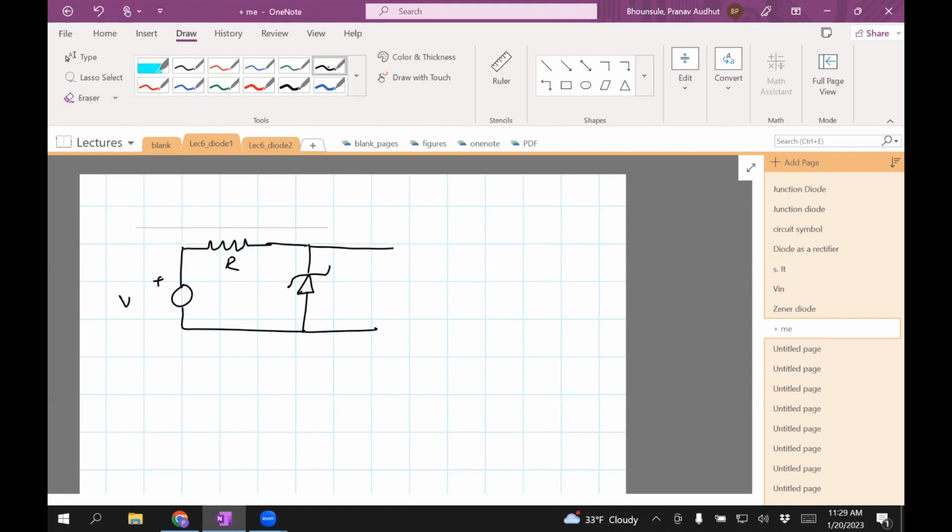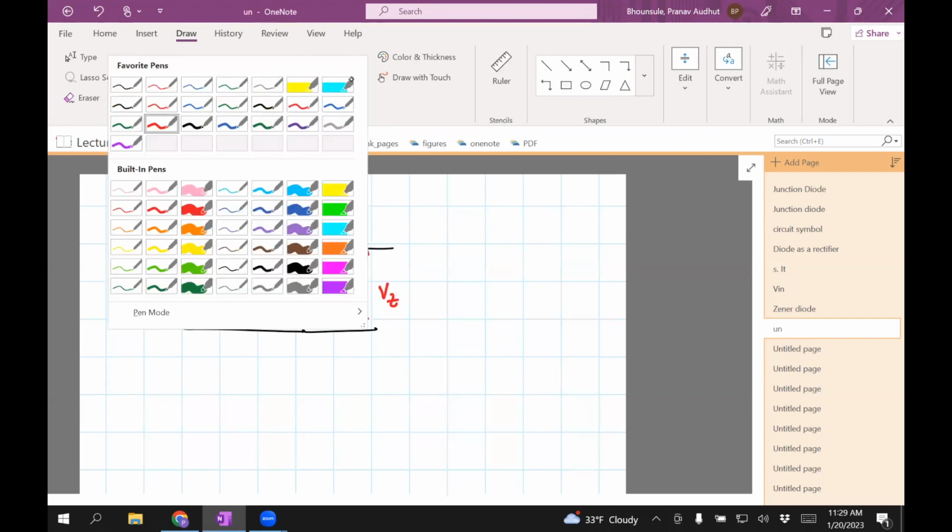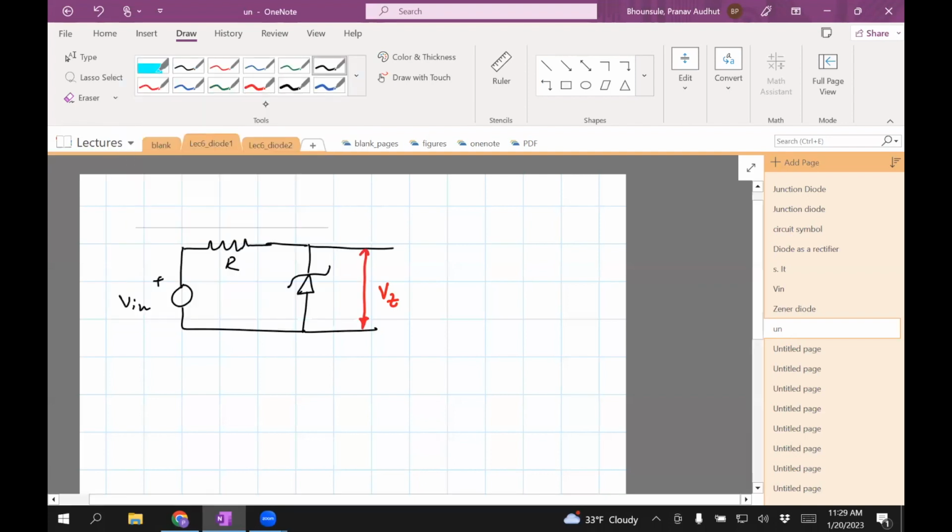Okay, and this is our V in. This is now going to be the Zener voltage. So VZ is going to be constant. So this circuit looks exactly similar to the previous circuit. There's no difference except that I've replaced the junction diode with the Zener diode now.